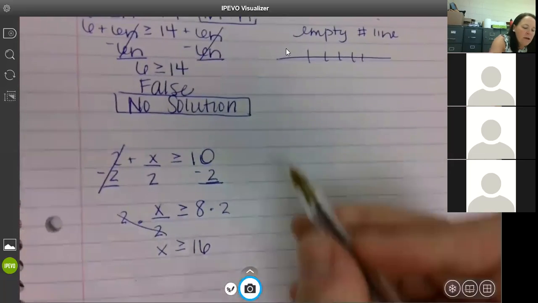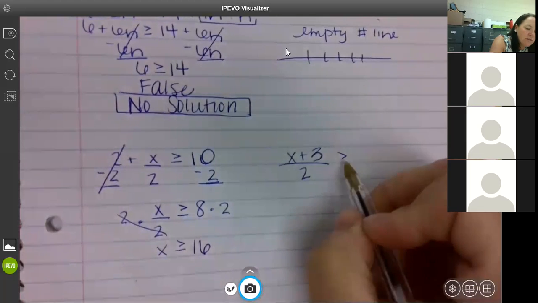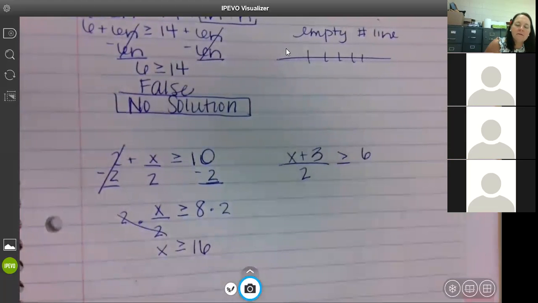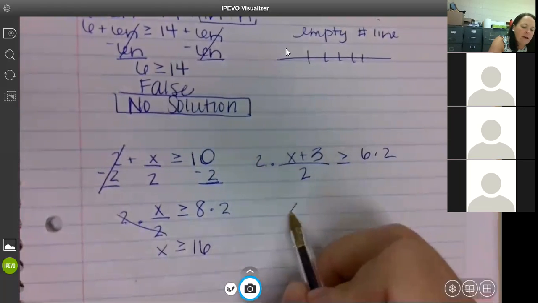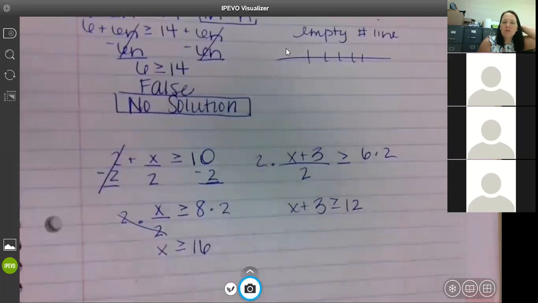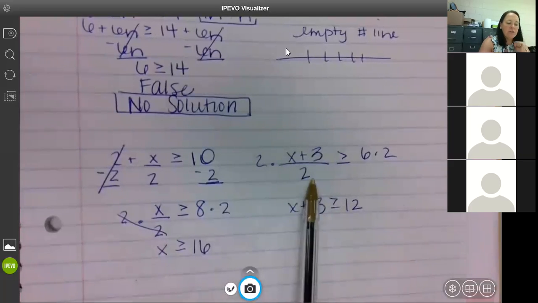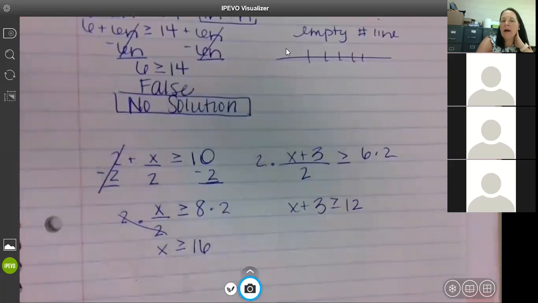So there's a multiply. Just a reminder, if you had something where everything is over 2, like this, you want to multiply by 2 first. That would give you x plus 3 is greater than or equal to 12. And I don't have to finish that out. I'm just showing you if it's all over 2, you're going to multiply the 2 first. If it's just one thing, you're going to subtract first or add first.